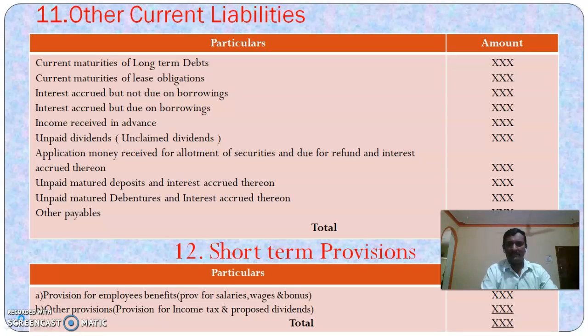liabilities. And in the current liabilities, one more important item is short-term provisions, and for this also we have to make a separate note. It covers provision for employee benefits, that is salaries, wages and bonus and the like, and other provisions like provision for income tax and proposed dividend are to be recorded under this note, and the total is taken to the current liabilities.